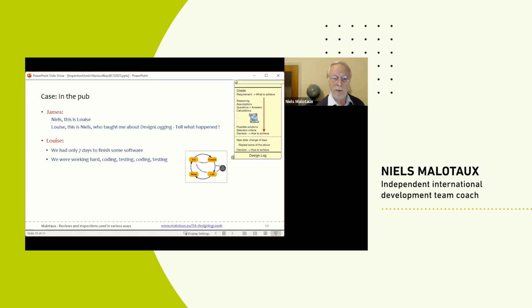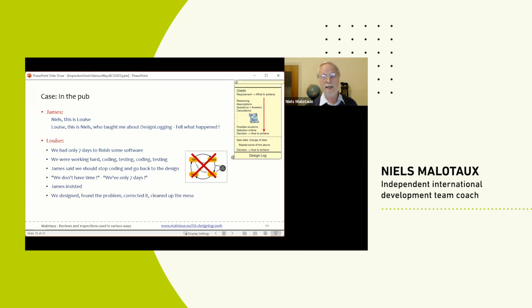Well, James knew better. He said, stop coding and go back to your design. Yeah, but you have only 7 days. Go back to your design. Apparently, James came in this company at a level where he could say, stop coding, go to your design. So Louise said, I went to my design, found the problem, corrected it, cleaned up the mess. That's also important because in all this coding and testing, usually you create a lot of junk. So we cleaned up the mess and it was done in less than 7 days. Thank you, she said.